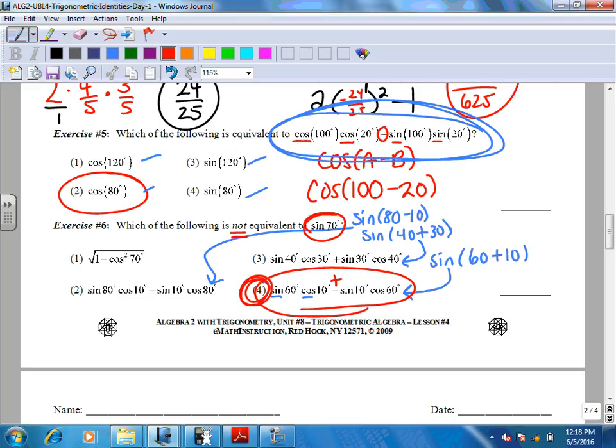So that's kind of the basics behind our trig identities for the first day. Tomorrow we're going to do some more work on the next lesson. We're going to do some more work with the double angles and some of the other trig identities. But this is the basics of the sum and difference identities, and we kind of got into the double angles a little bit as well.